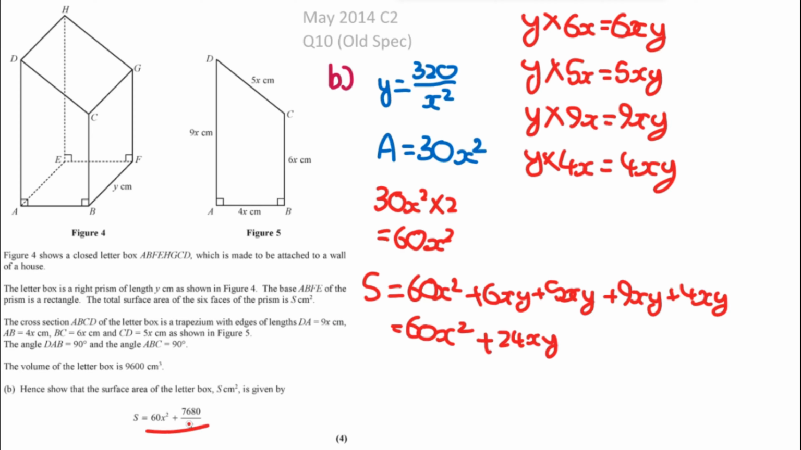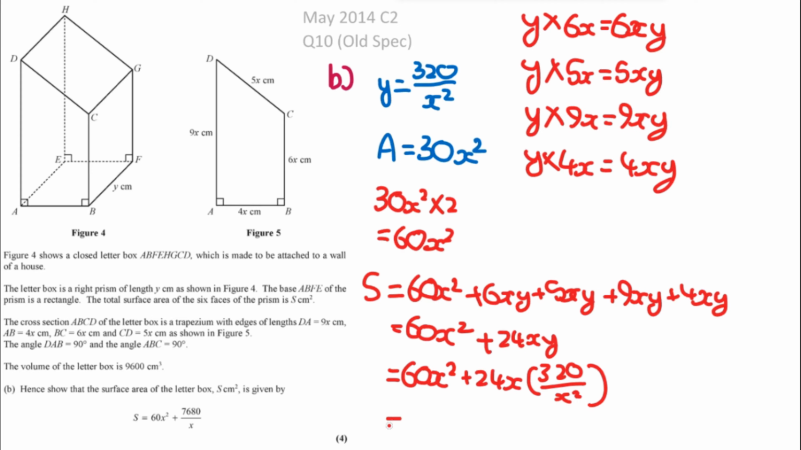But you'll notice that there's not actually any y terms in the equation that they give us, and this is because we can use what we did last time. We found an equation for y in terms of x, so we can sub this in. So it's going to be 60x squared plus 24x, and then y is equal to 320 over x squared.